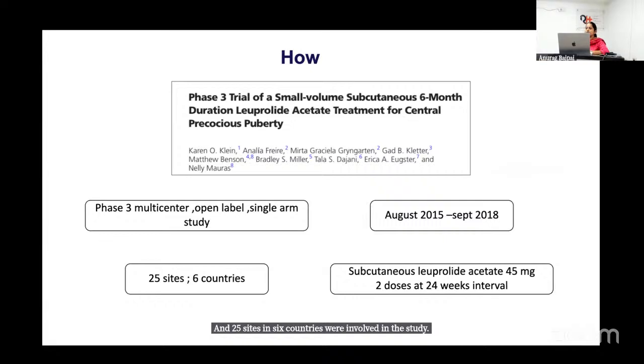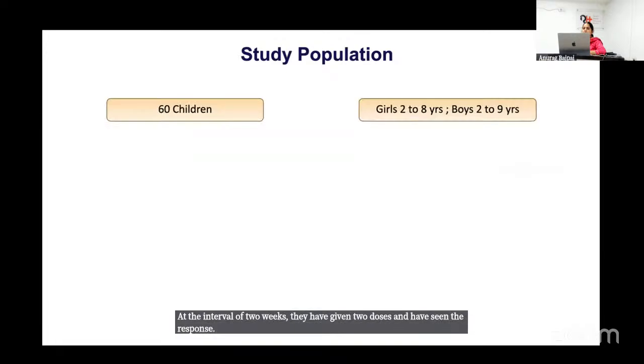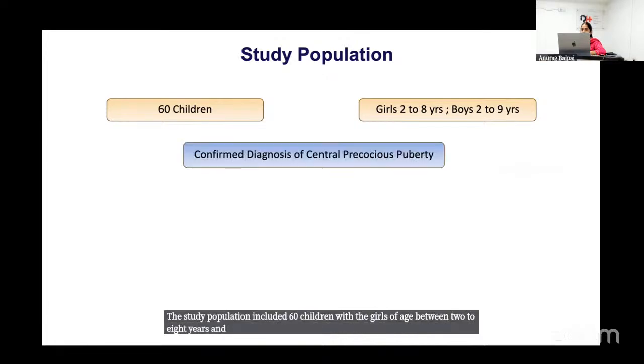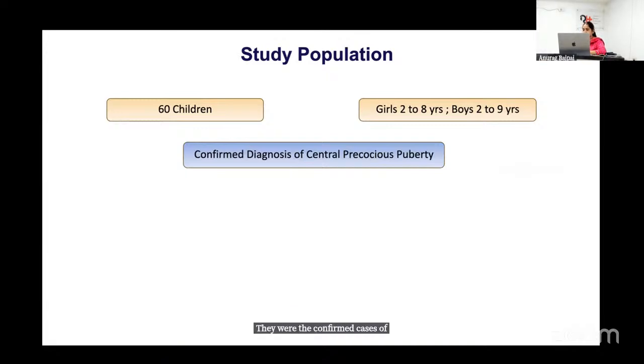They have given subcutaneous leuprolide at a dose of 45 milligrams at an interval of 2 weeks. They have given 2 doses and have seen the response. The study population included 60 children, girls aged between 2 to 8 years and boys 2 to 9 years. They were confirmed cases of central precocious puberty.